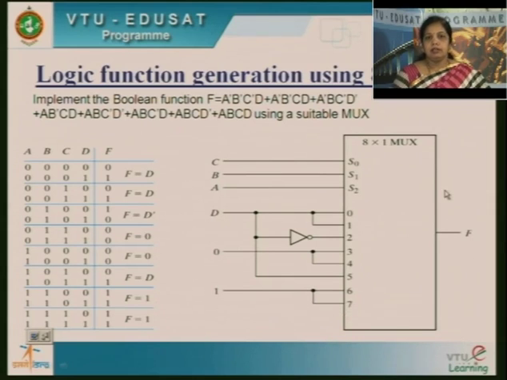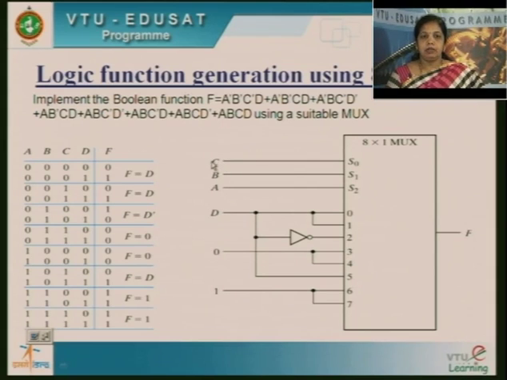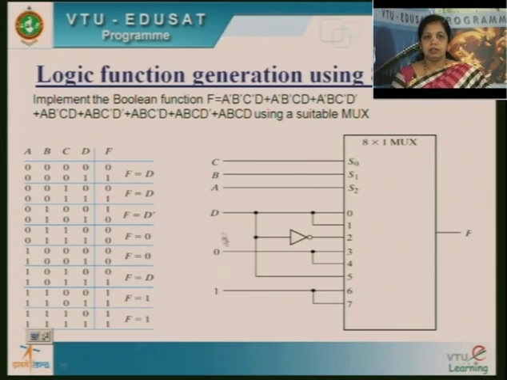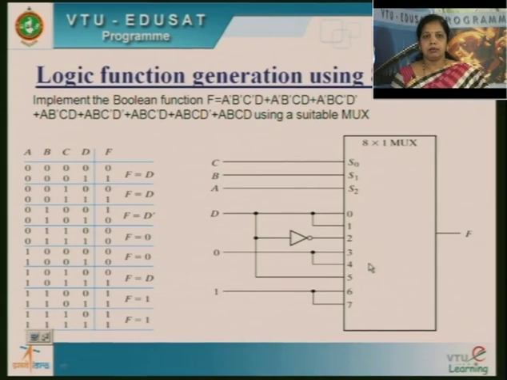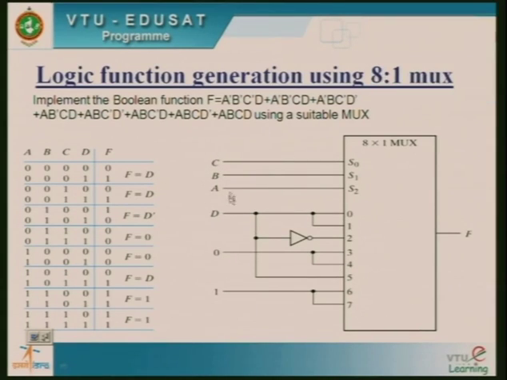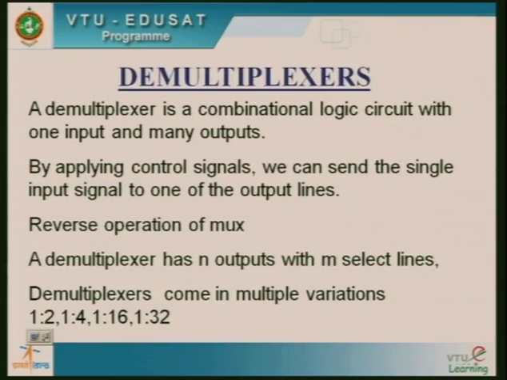So finally this 8:1 mux has got 3 input variables as selection lines, and the fourth one acts as an input to the multiplexer. As we give these combinations, you are going to generate the output F based on this truth table. So this is how we can generate a logic function which is a 4 variable using 8:1 mux. Now let us switch over to the demultiplexer.